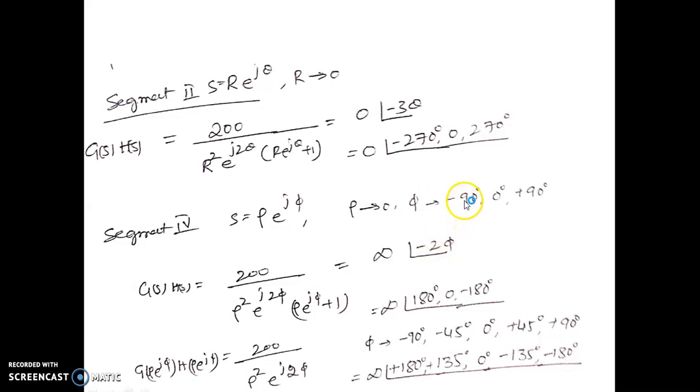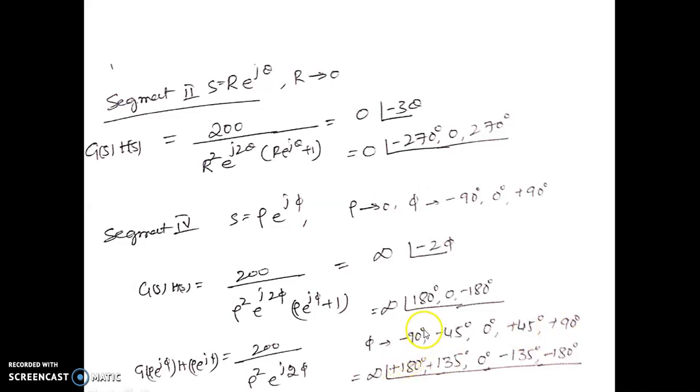Since we know that phi is ranging from minus 90, 0, plus 90, this will become 180 degree, 0 and minus 180 degree. So here there will be ambiguity, because from 180 degree to 0 degree, you can go from the second quadrant to first quadrant, or from third quadrant to fourth quadrant. So that ambiguity can be removed by splitting this phi from minus 90 to 0. You can write it as minus 90, minus 45 and then 0. From 0 to 90 degree, you can write it as 0, plus 45 and plus 90.